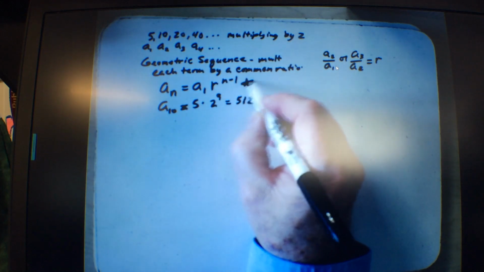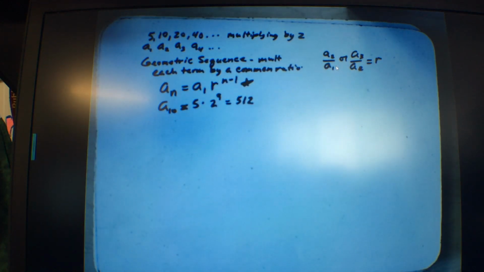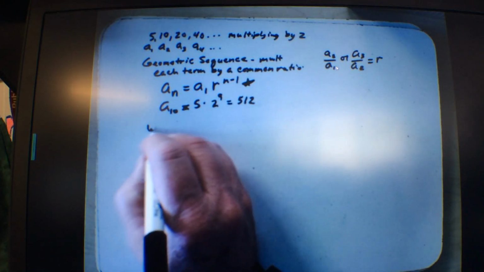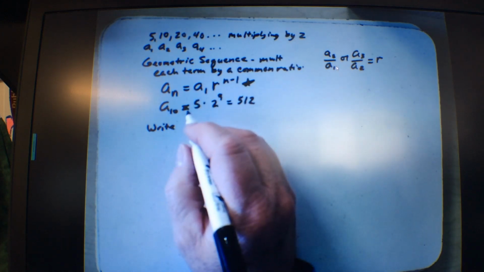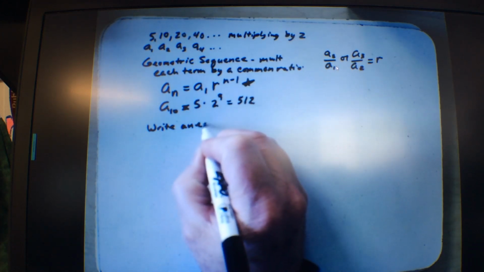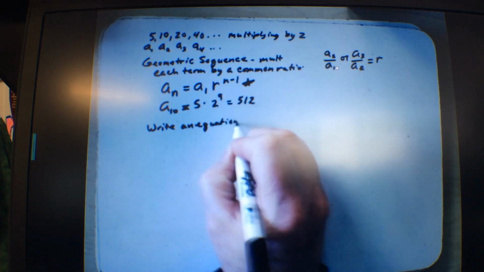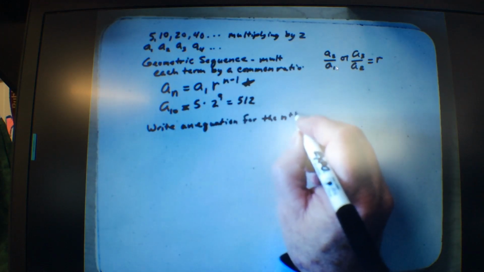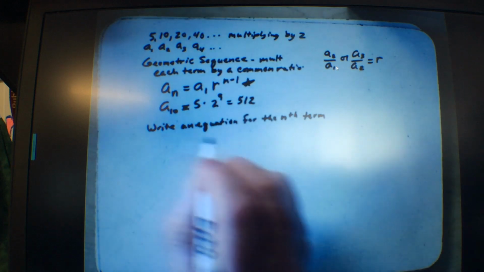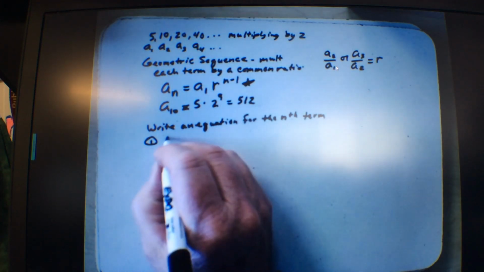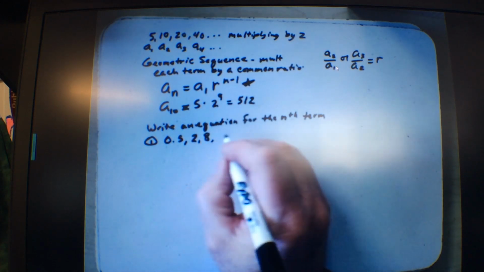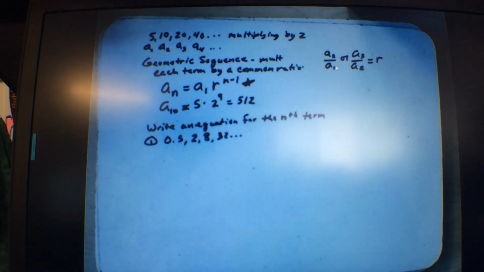So you need to memorize that formula. Okay, so let's take a look at this. I want you to write an equation, and this is kind of like some of the problems you're going to have. Write an equation for the nth term of the geometric sequence. So number 1: 0.5, 2, 8, 32, and so on. You got it?